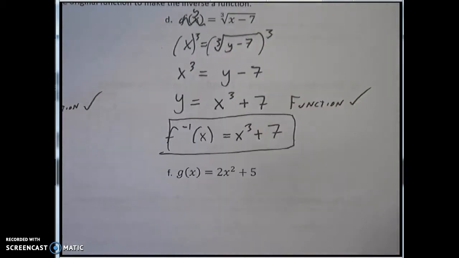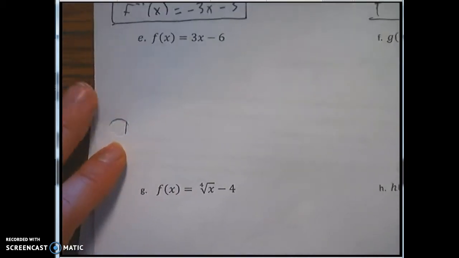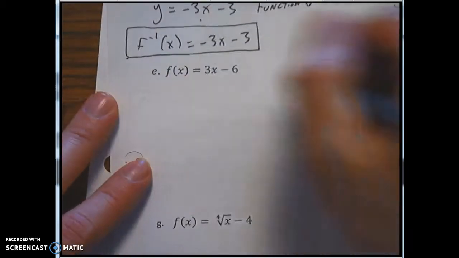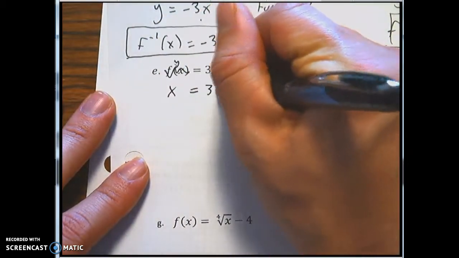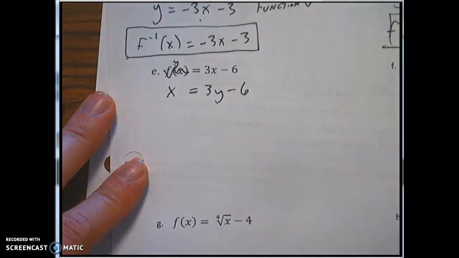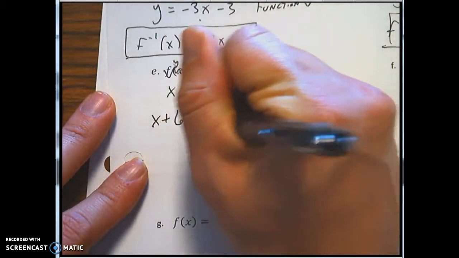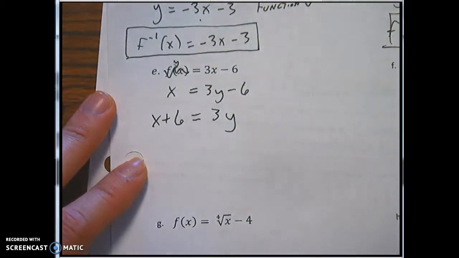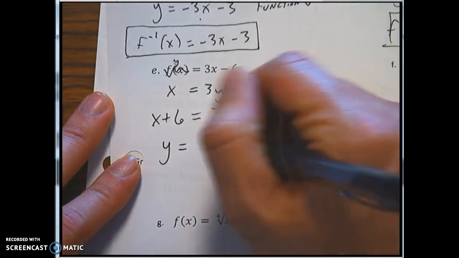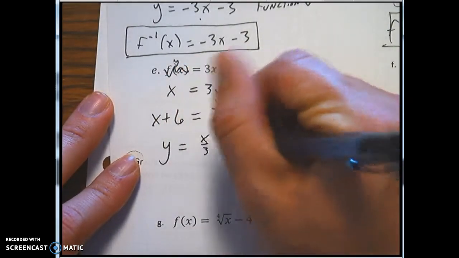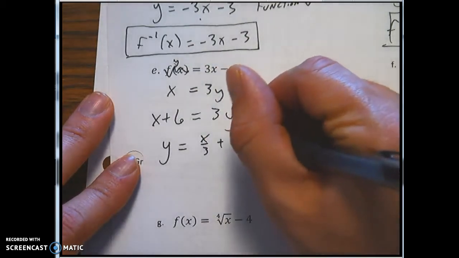All right, let's keep rolling along here. f of x equals 3x minus 6. Let's change that to a y and exchange the x's and y's. Add 6 to both sides. x plus 6 equals 3y. And then divide everything by 3. y equals x divided by 3 plus 6 divided by 3.